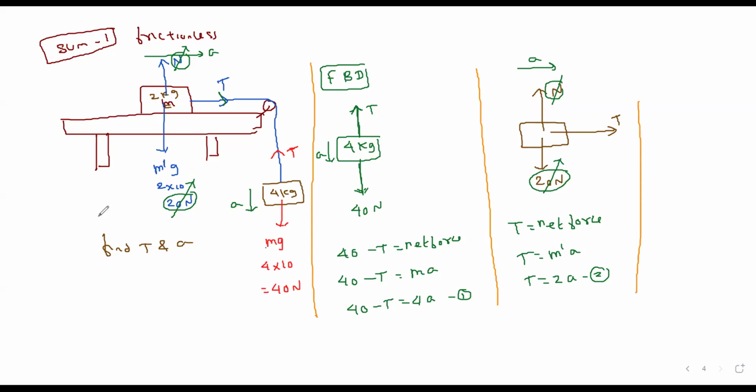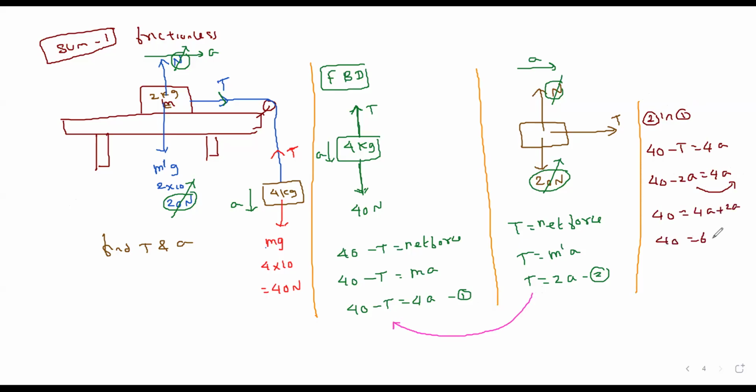என்ன பண்ணலாம்? We can substitute this tension here. பண்ணலாமா? Substitute 2 in 1. So substituting 2 in 1, we get 40 minus T is equal to 4A. 40 minus 2A is equal to 4A. Bring 2A that side. 40 is equal to 4A plus 2A. 40 is equal to 6A. A is equal to what? 40 by 6. A is equal to 20 by 3 meter per second square.